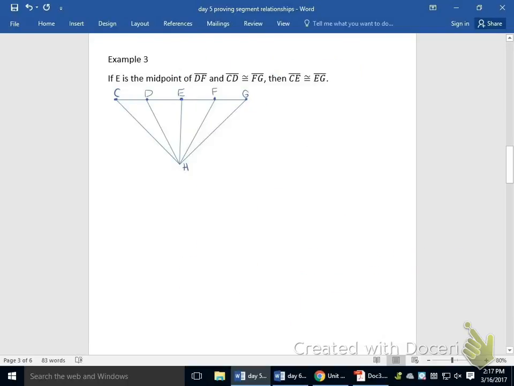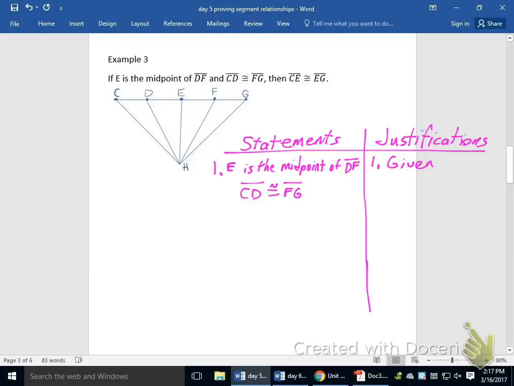Alright, so on this one, you're given that E is the midpoint of segment DF and segment CD is congruent to segment FG. We're trying to prove that segment CE is congruent to segment EG. You can see that point H really is not going to be a player in this. That's just kind of there for no reason. You really just need the top line segment. So I'm going to go ahead and set this up and get going.